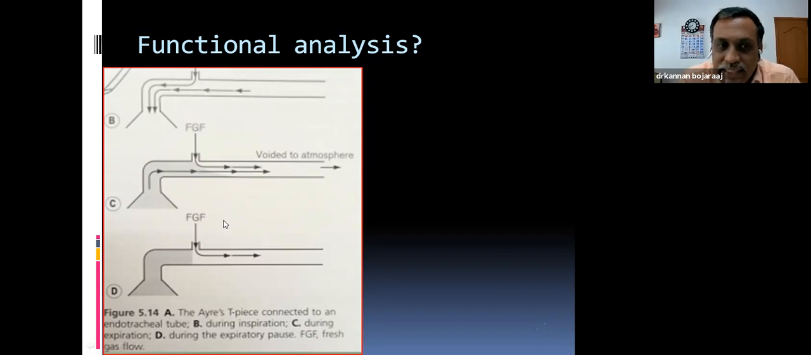And next, during the expiratory pause, there is no gas from the patient side, only fresh gas flow flows into the expiratory limb, venting the gases present in this. What are those gases? Here is the mixed alveolar gas, and next one is the dead space gas, all will be vented out. And that is the functional analysis during spontaneous ventilation.